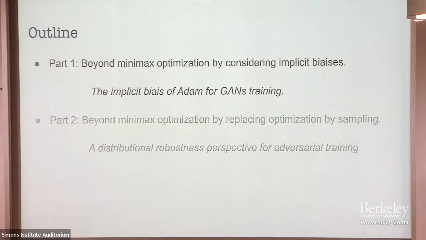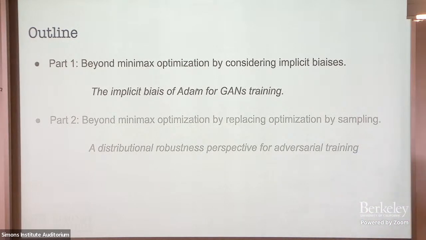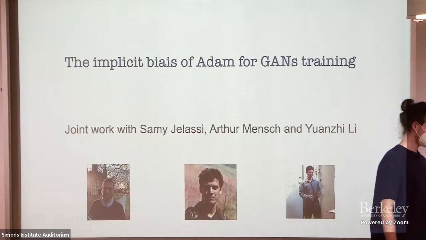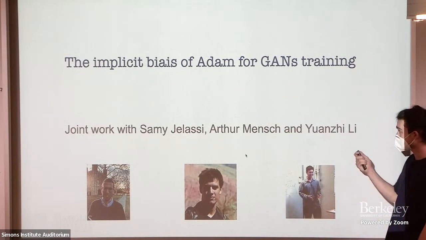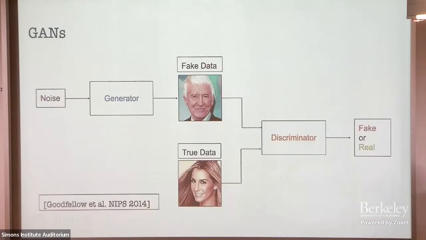optimizers. And then there is going to be a second part about going beyond min-max optimization by replacing the inner optimization loop by sampling. And it's going to be in the context of adversarial training. Okay. So the first part is inspired by a joint work with Sami, Arthur, and Wangzi. And it's about the implicit bias of Adam for GAN training.